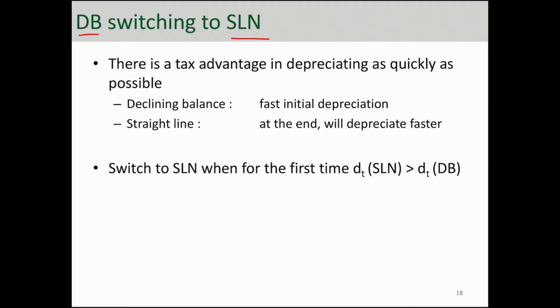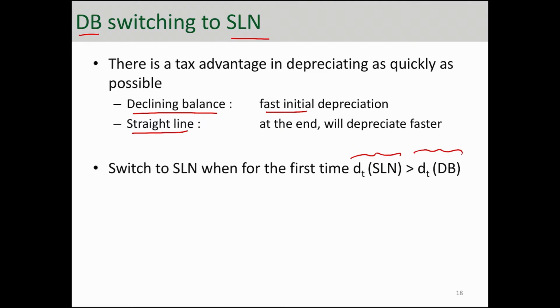So there is a tax advantage in depreciating as quickly as possible. A declining balance method gives you fast initial depreciation, but straight line will give you faster depreciation later. So we want to know when to switch. Well, switch to SLN or straight line method when for the first time depreciation of straight line method is greater than depreciation of declining balance method.